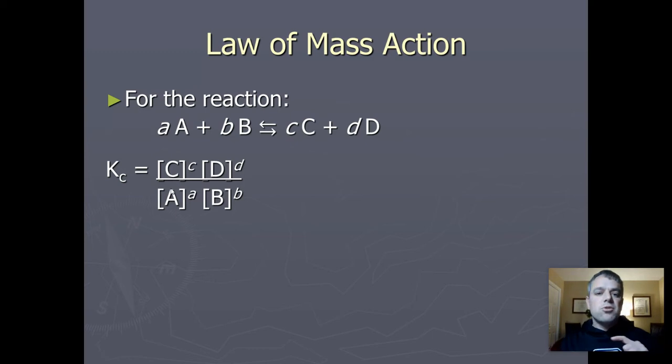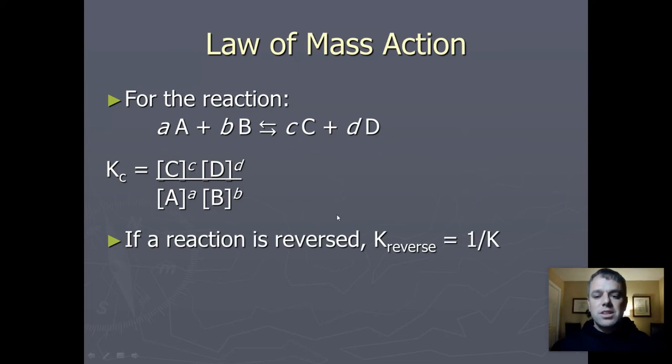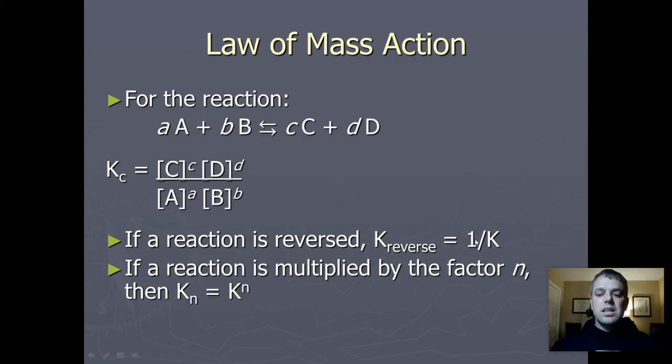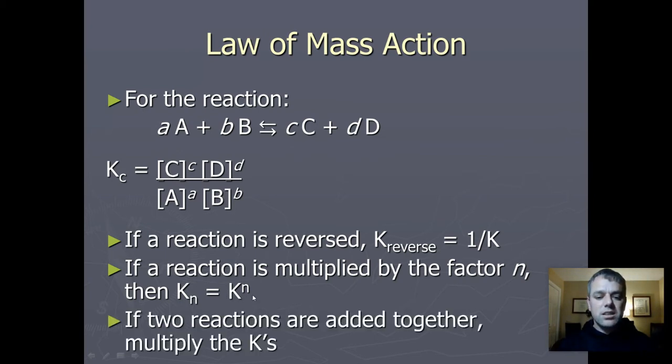Now, if you reverse a chemical reaction, in other words, you're switching the products and the reactants, then that would change what goes on top and what goes on the bottom. So if you reverse a reaction, the K of your reverse reaction is 1 over the original value of K. If you multiply a reaction by a factor n, so for instance, if we multiplied all of our coefficients by some value, then our new value of K equals K to the power of n. And if you add two reactions together, you multiply the values of K.